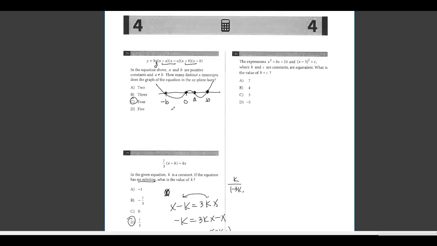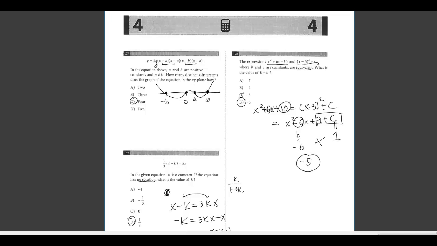Alright, number 30, this is equivalent, right? That's equivalent. So x squared plus bx plus 10 is actually equal to (x minus 3) squared plus c. Okay, equivalent means the same expression. Expand this one: x squared minus 6x plus 9 plus c. Isn't it? This is a constant. This is the middle coefficient. Okay, 9 plus c is 10, so c should be equal to 1, right? Where is b? B should be the coefficient of x, negative 6. B equals negative 6. C equals 1. The sum of these equals negative 5, that is the answer. Okay, choice D is the answer.